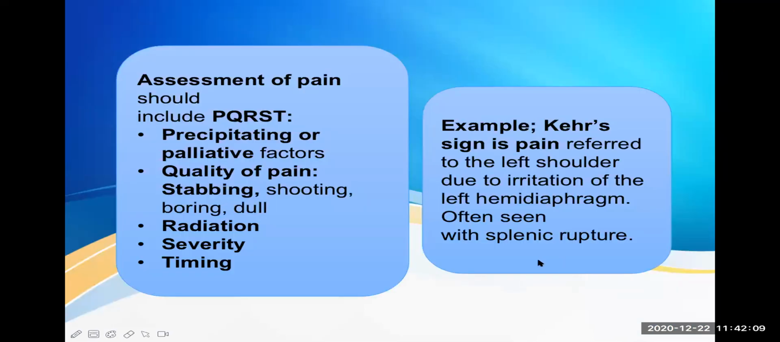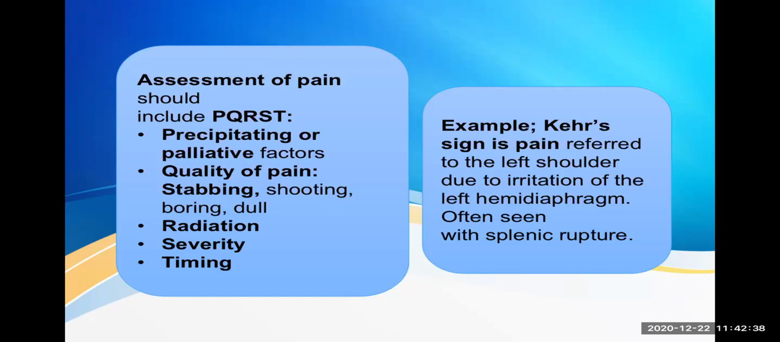Now, when we take the history, these are some important guidelines for you, so that some of the students may like to remember with the help of a mnemonic. So take it like a mnemonic here. Assessment of pain should include PQRST. P stands for precipitating or palliative factors. Precipitating means aggravating factor. Palliative means relieving factor.